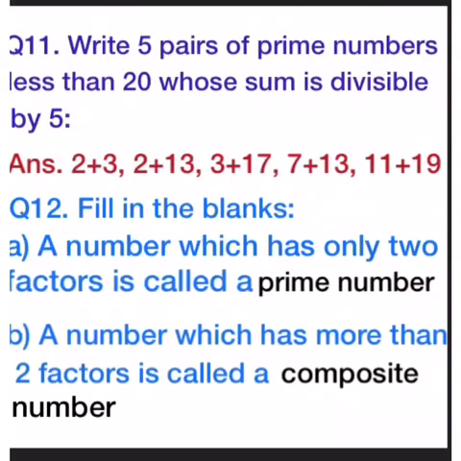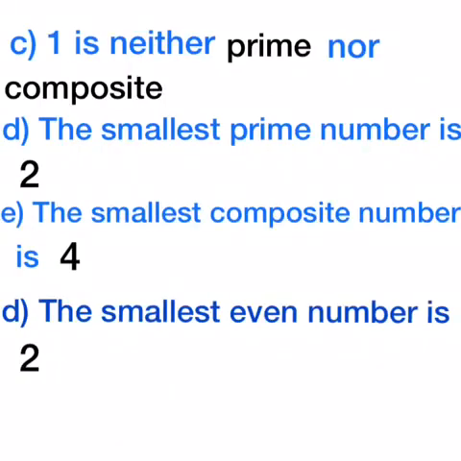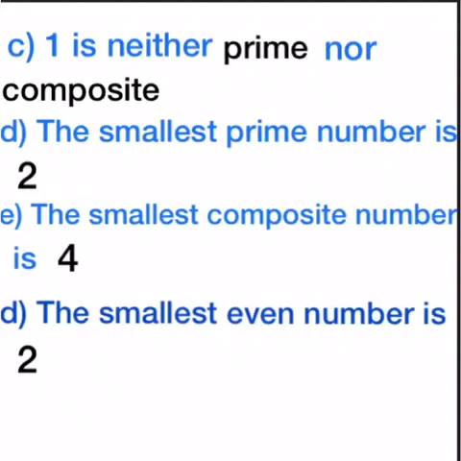So children, we reached the last question of this exercise, that is filling the blanks. The first blank is a number which has only 2 factors is called a prime number. We have learned that a prime number has only 2 factors, that is 1 and the number itself. Second blank is a number which has more than 2 factors is called a composite number. So this also we have learned that a composite number has more than 2 factors. The third one is 1 is neither dash nor dash. That means 1 is neither prime nor composite number.